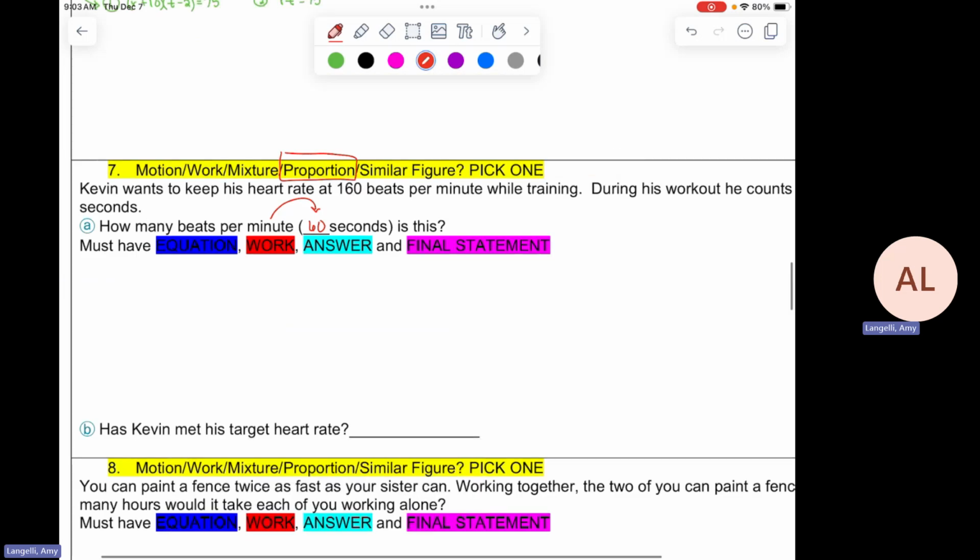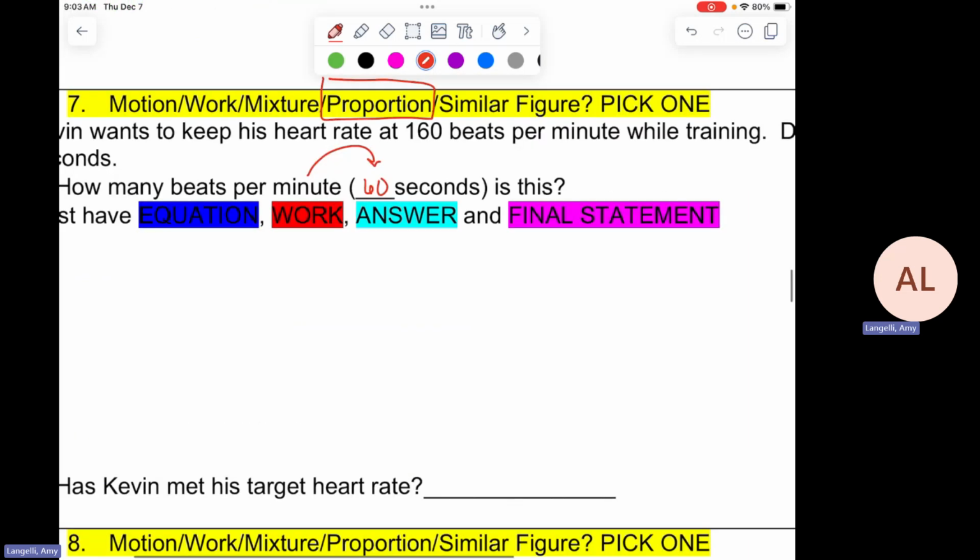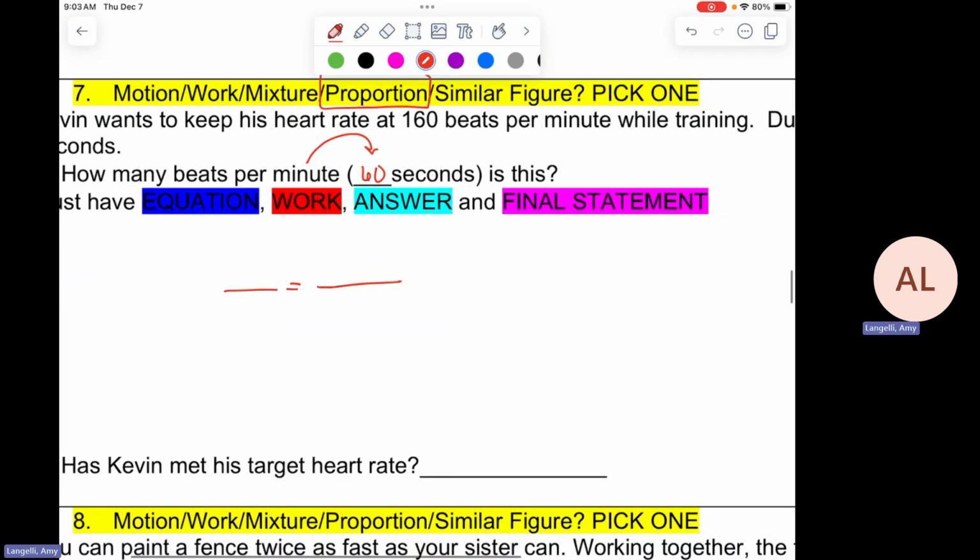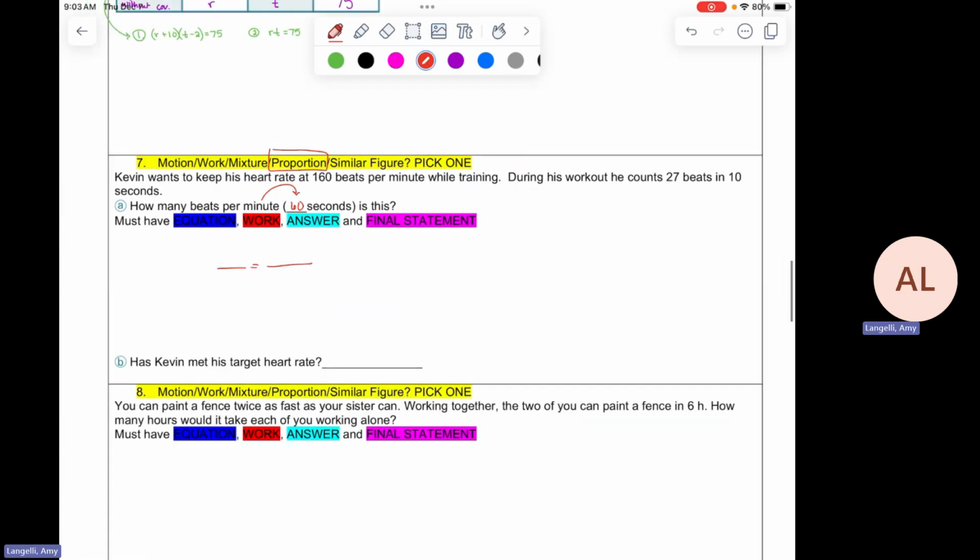All right. Tell me how to set this up then as a proportion. You guys know from algebra 1 that's a proportion. Use the given information to fill things in. What two things relate?